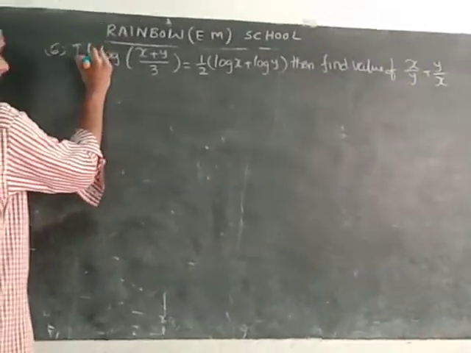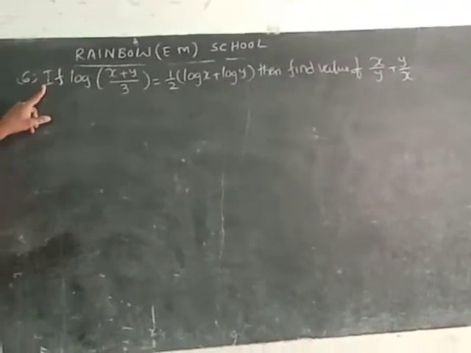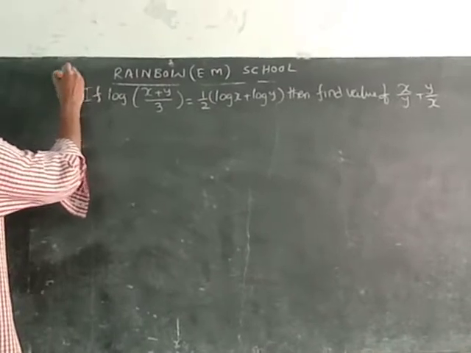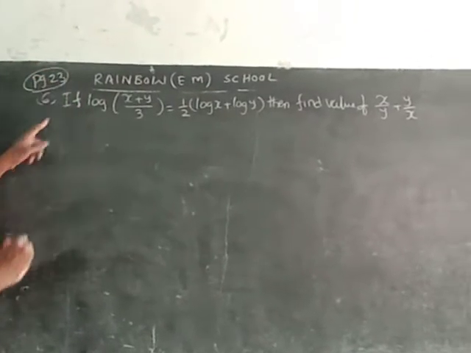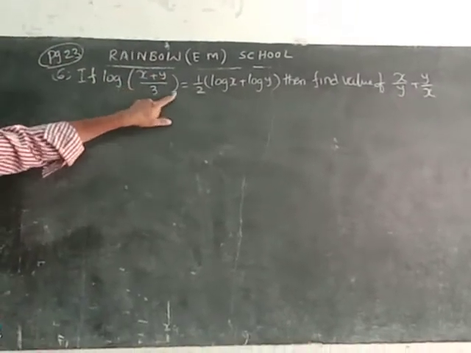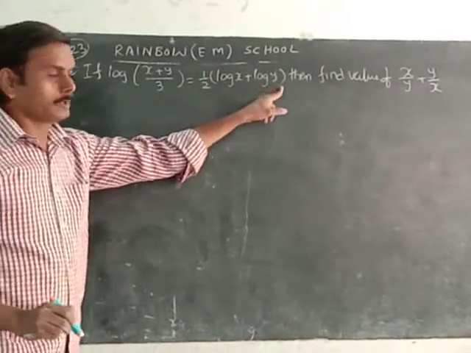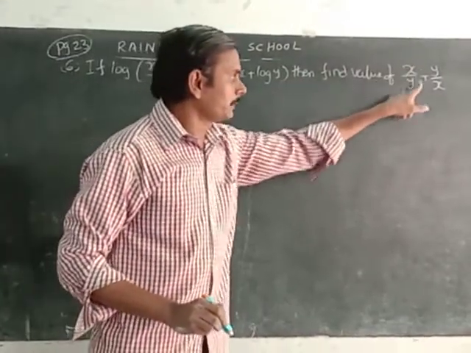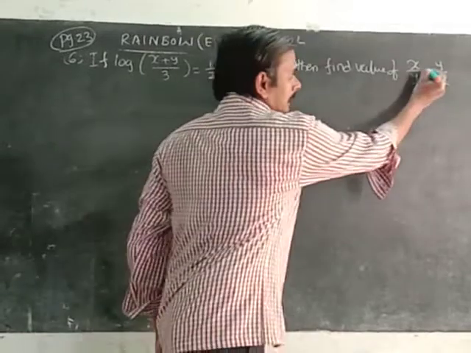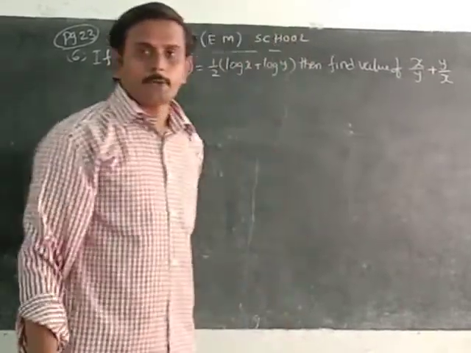Sixth question on page number 23 only. If log of (x plus y) by 3 equals 1 by 2 log x plus log y, then find the value of x by y plus y by x. This is also a very important model from the exam point of view.